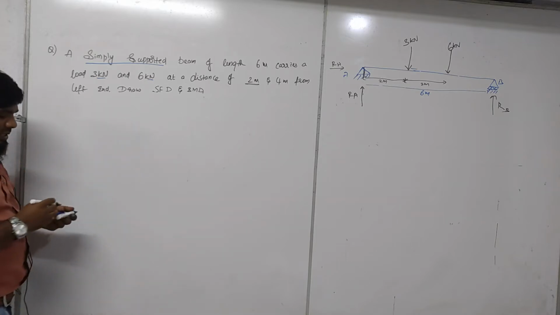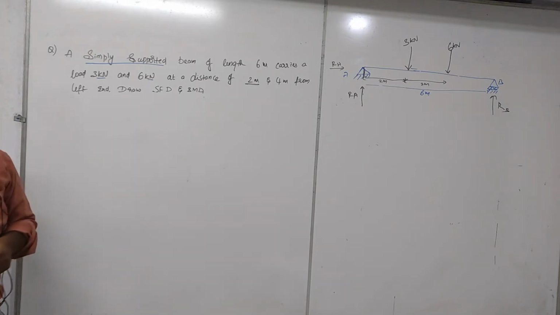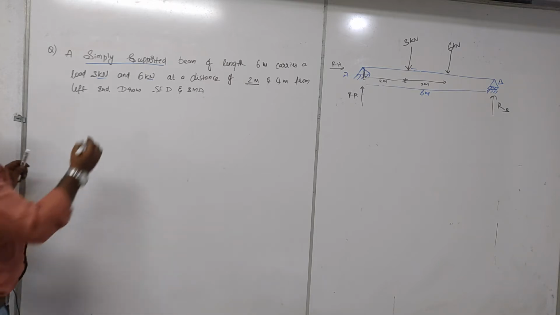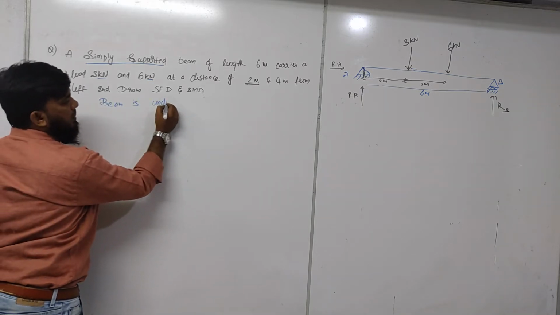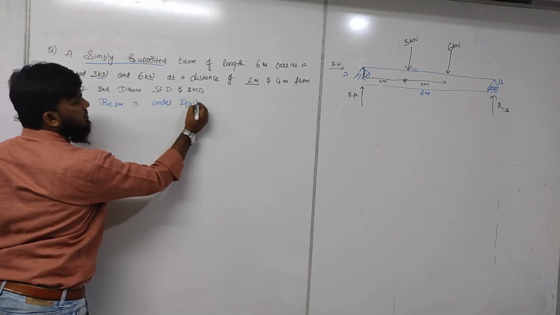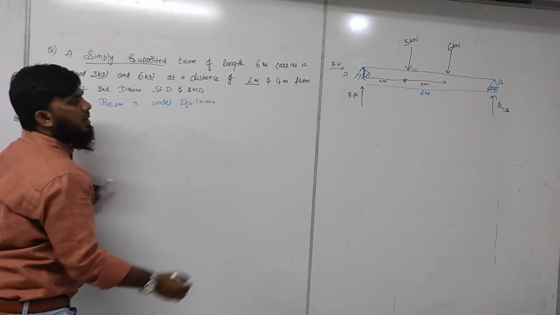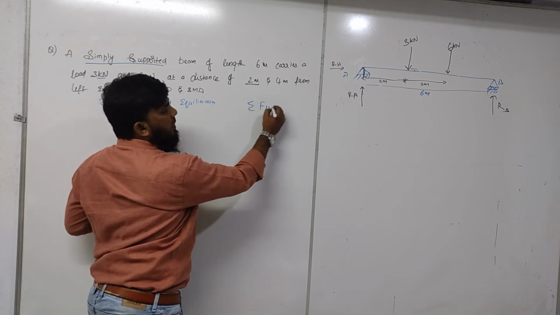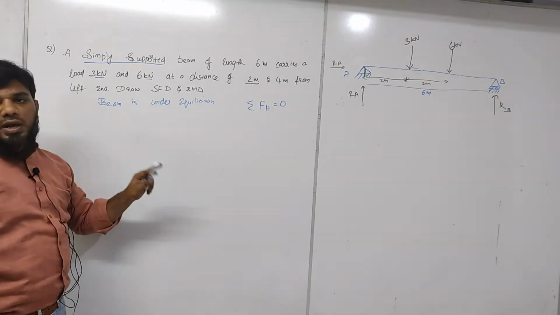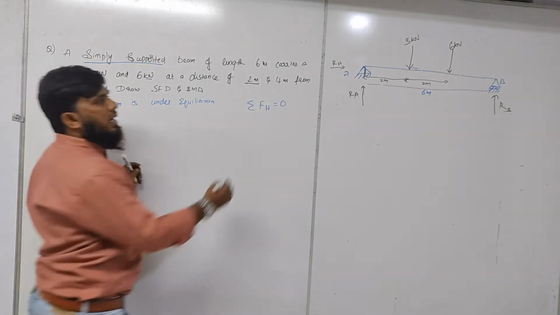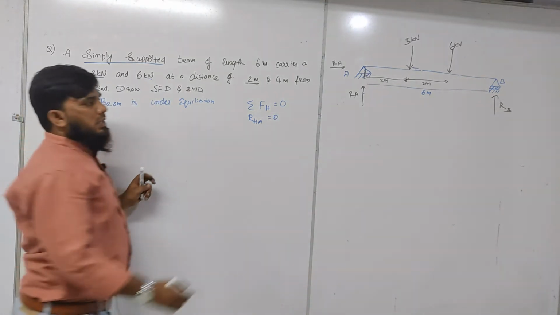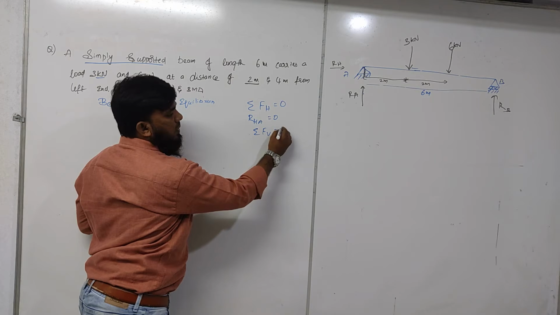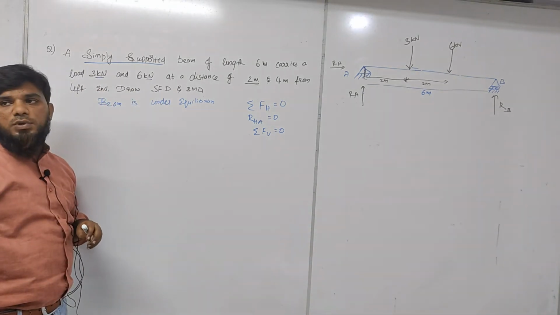So what is the procedure we have followed till now? The same procedure has to be continued in a simply supported beam also. There is no change in the procedure. First, we have to consider that the beam is under equilibrium. Under equilibrium, the first condition is that the summation of horizontal forces is equal to 0. You have only one horizontal force, the horizontal reaction at point A, so HA is equal to 0. Next, the summation of vertical forces is equal to 0.